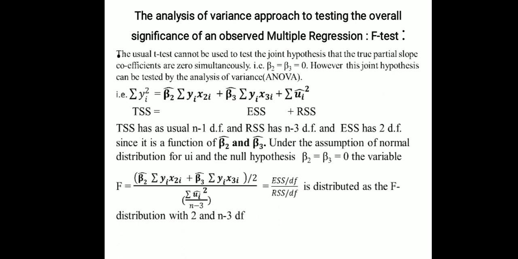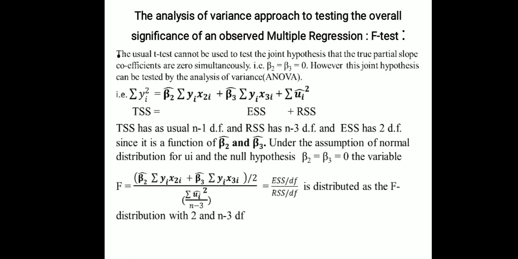Remember, the t test is applied only between two variables. Whenever only one independent variable influences the one dependent variable, we use the t test. But if two independent factors are influencing the dependent variable simultaneously, the t test cannot be applied for overall significance. In such cases, we apply the F test.